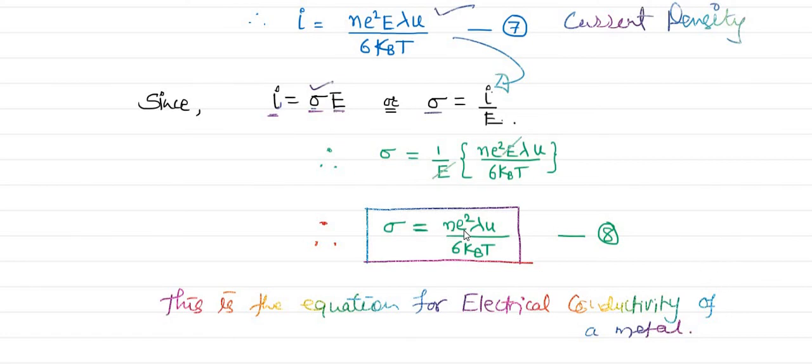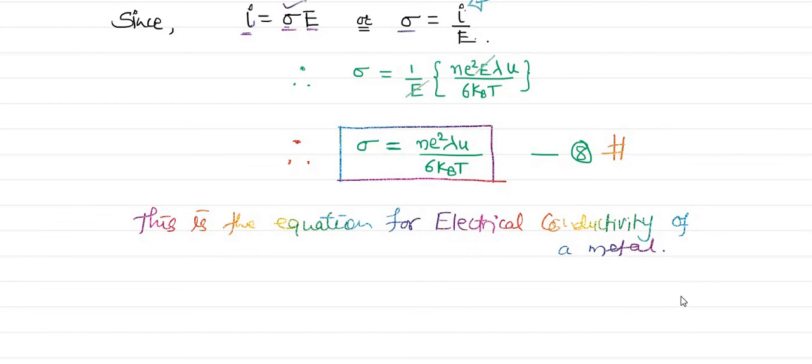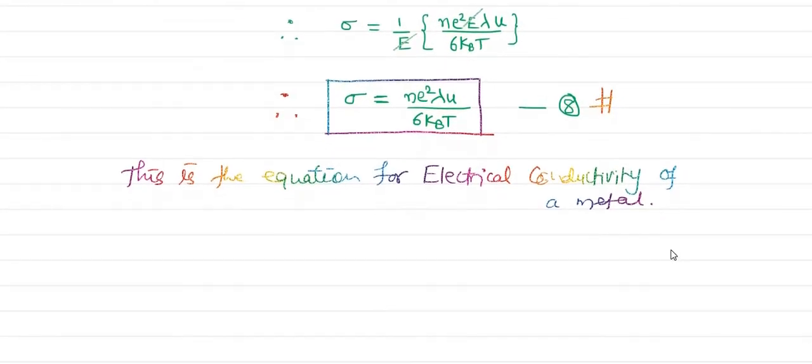n is the number of electrons per unit volume, e the electronic charge, lambda the mean free path, u the average velocity, 6 a constant, kB the Boltzmann constant, T the temperature. Okay, so yes guys, this is all about electrical conductivity. Even though this video looks lengthier, it should be completed in one video. That's why I didn't try to make it in 2 videos.